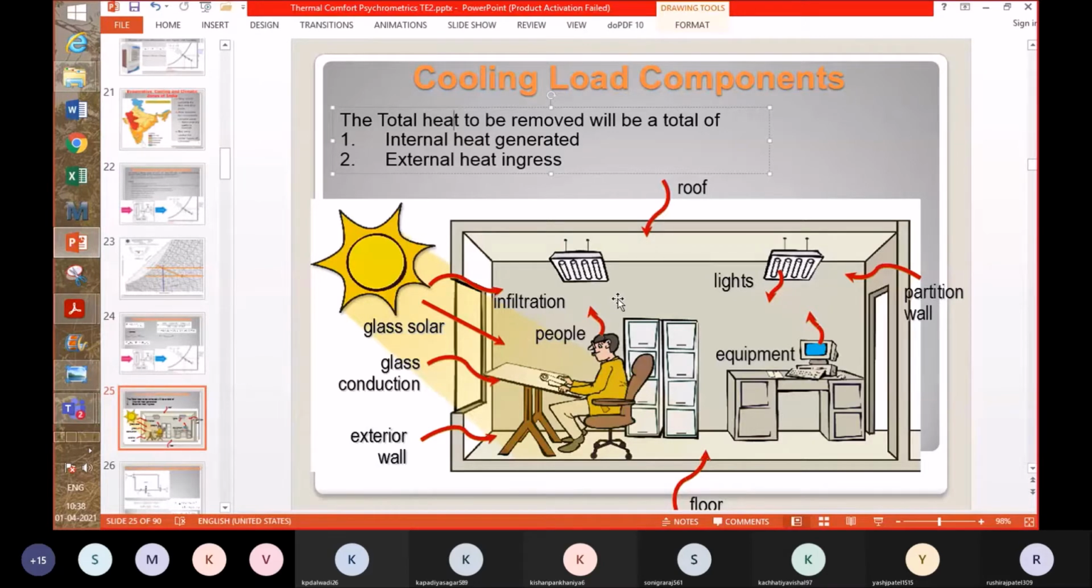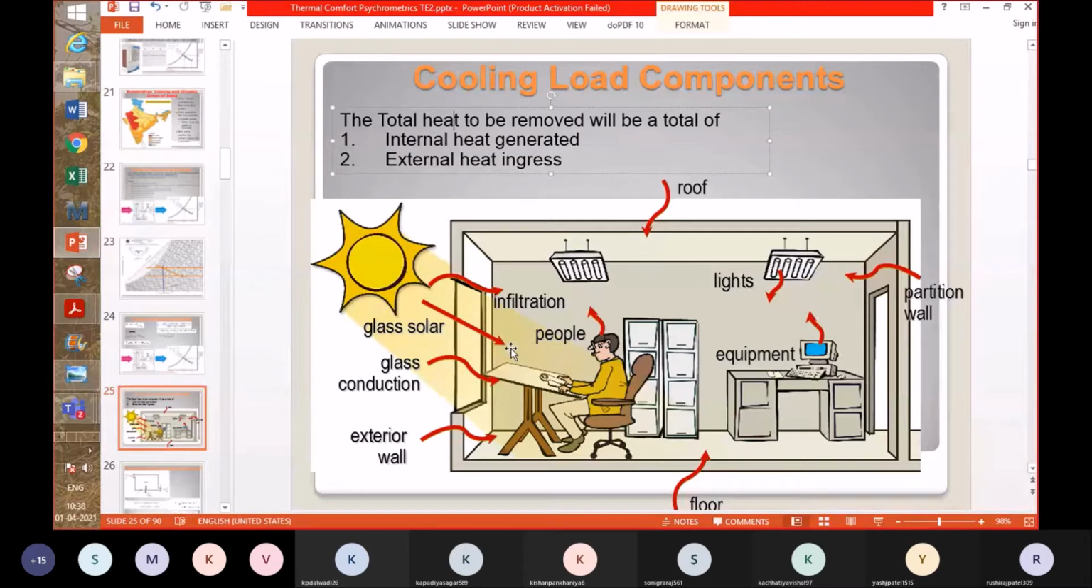So the total heat to be removed will be a total of whatever heat is coming into this space. In steady state condition, when you have brought the room to a particular condition, let's say 27 degrees Celsius and 40% RH. Once you have brought it to that state, it's not that your air conditioning unit will not need to take any heat now, because there is continuous generation of heat inside and there is also heat coming from outside.